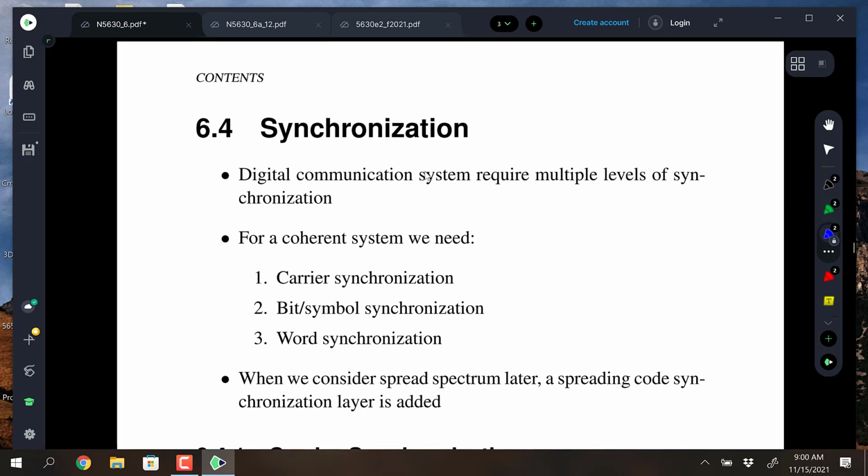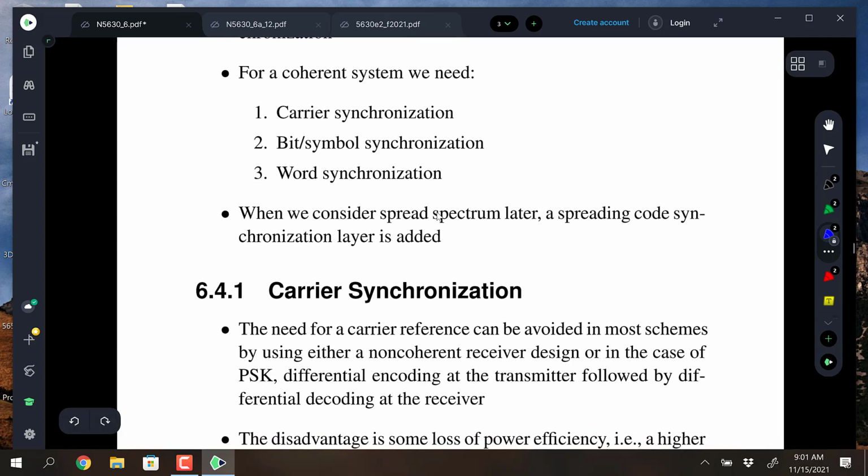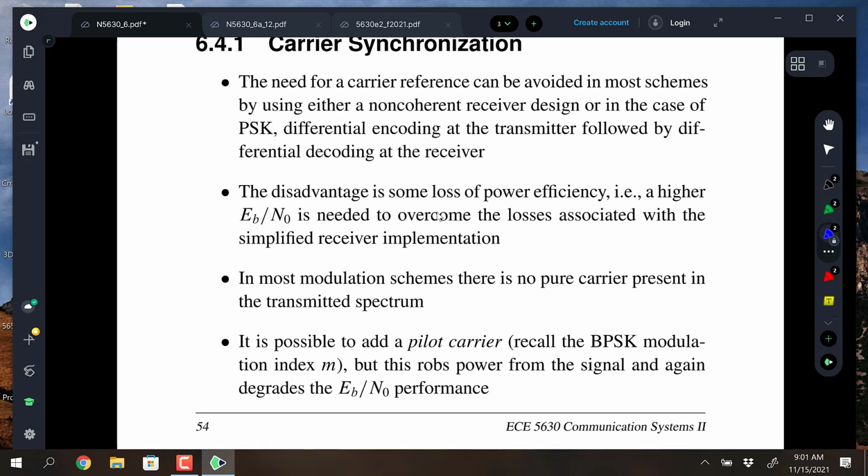Okay, so our next topic is synchronization. Can't live without synchronization of some sort. We know in coherent systems we need carrier synchronization. Non-coherent or differentially coherent systems don't require carrier synchronization, but coherent ones do. And then bit and symbol synchronization is required. And then usually word synchronization, something that frames the data, is required. When we go on to spread spectrum, which we may get to late today, that requires spreading code synchronization.